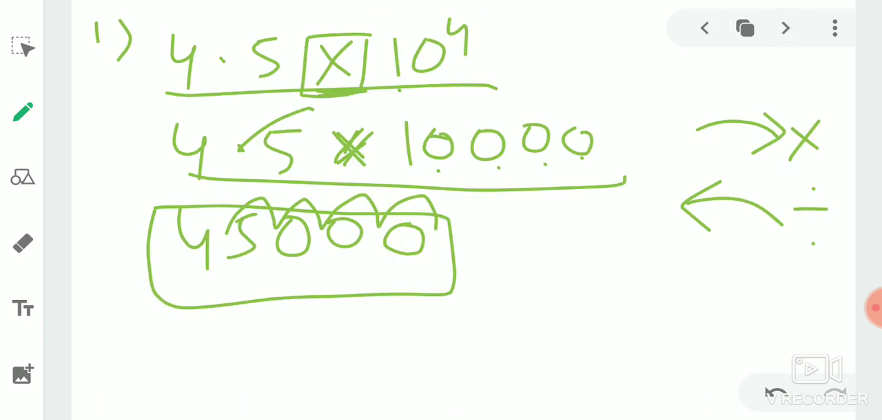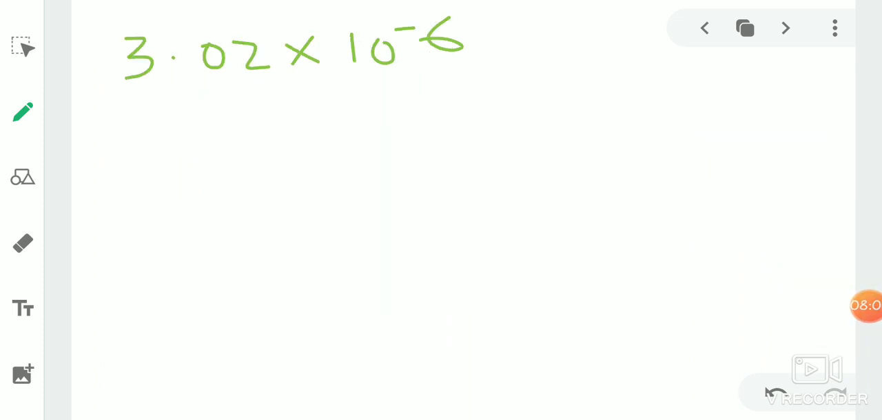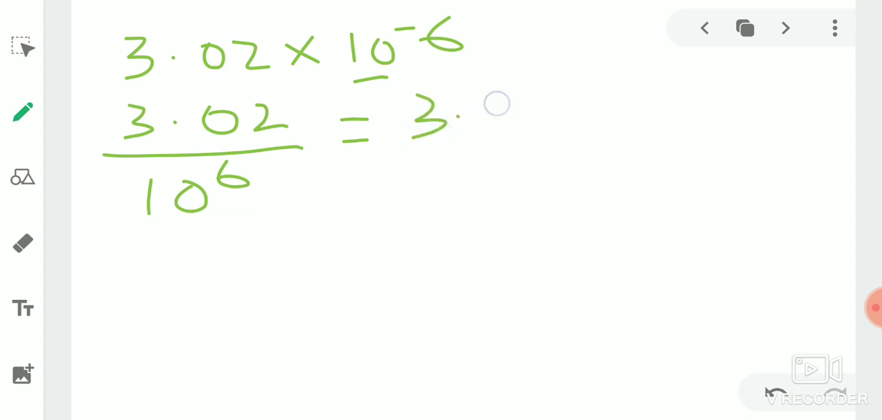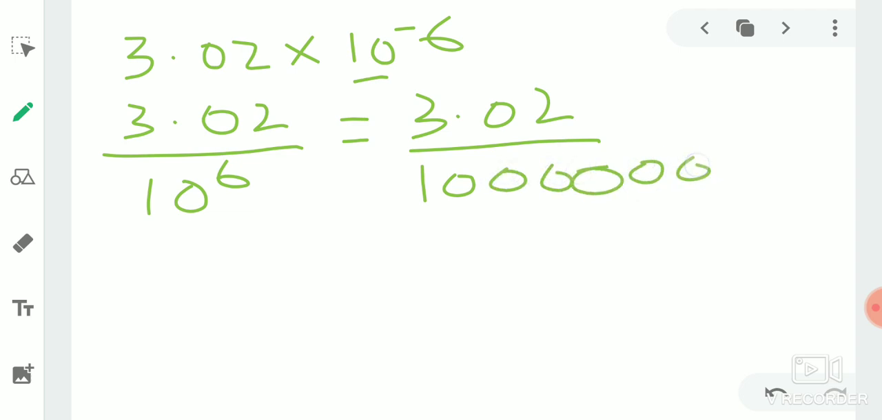I will take another example of this: 3.02 multiplied by 10 raised to power minus 6. I can write it as 3.02 divided by 10 raised to power 6, because the exponent is negative, so I can take the reciprocal. I write it as 3.02 divided by 10 raised to power 6, which means 6 zeros: 1, 2, 3, 4, 5, and 6.